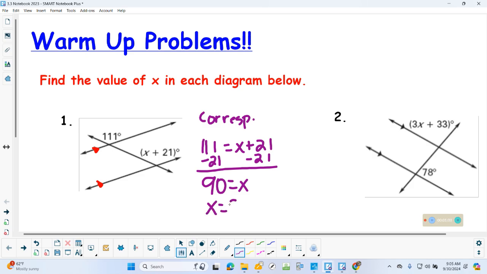And let's review our properties. What property is that when you switch the sides? There's an S. Symmetric. Hey, why not? Just for fun, right? Okay. So same thing. Here's your parallel lines, of course.